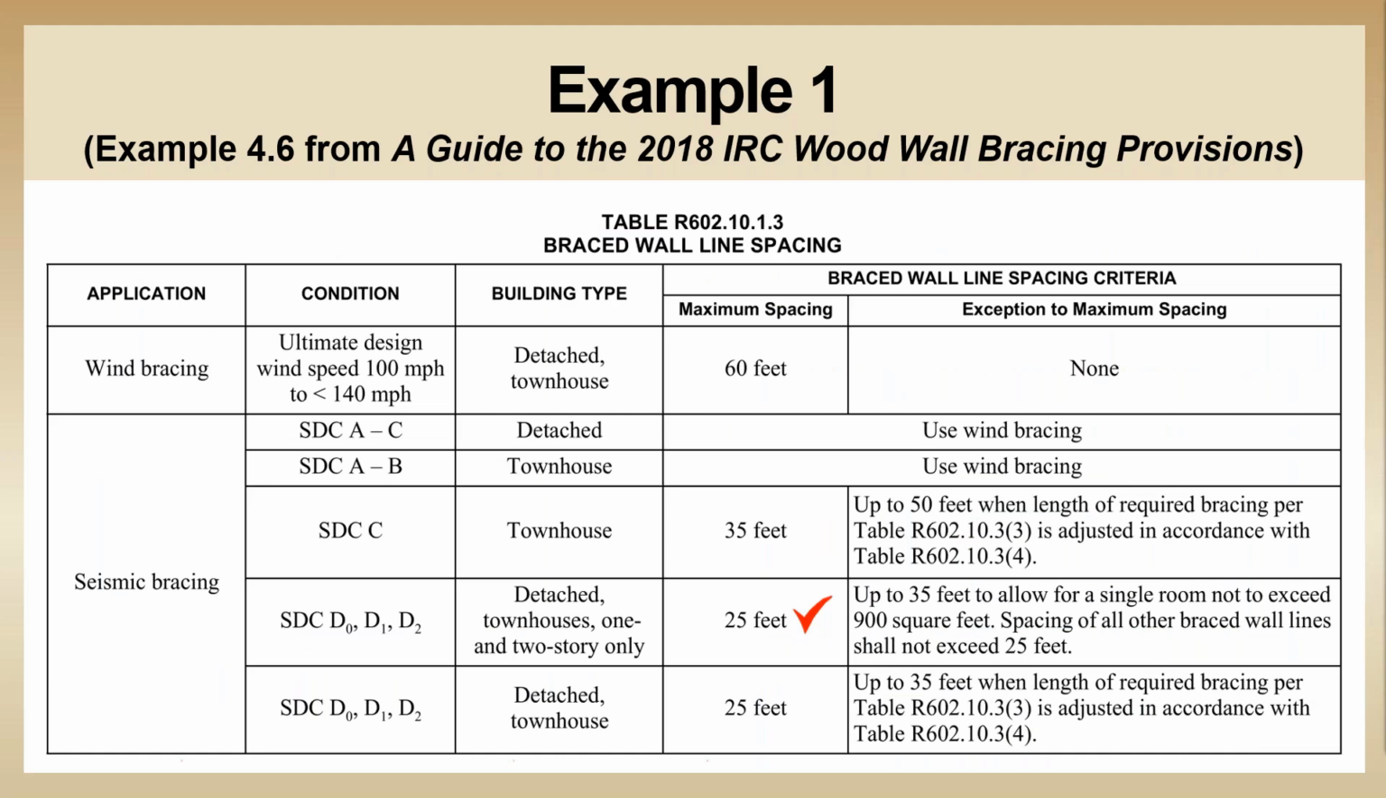Now, before laying out our braced wall lines, or BWLs, we need to check table R602.10.1.3 for our spacing limitations. The high seismic designation is going to limit our braced wall line spacing to 25 feet. This is a big difference from the 60-foot limit for wind.